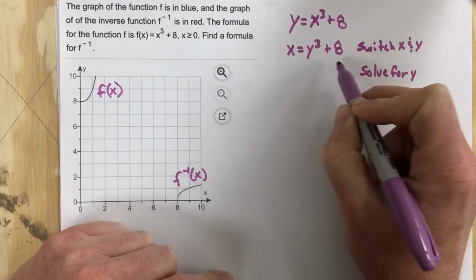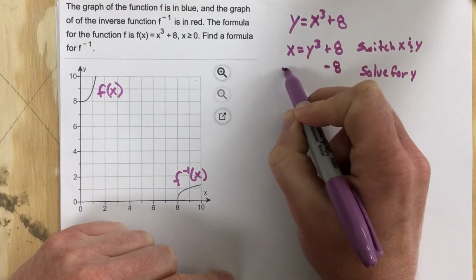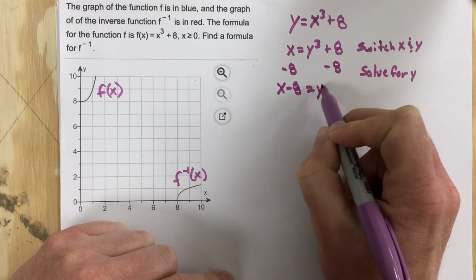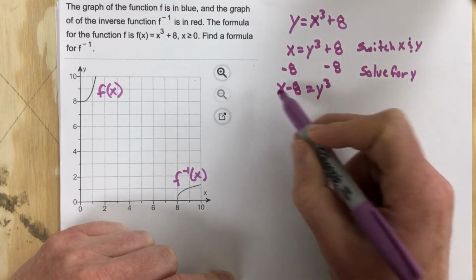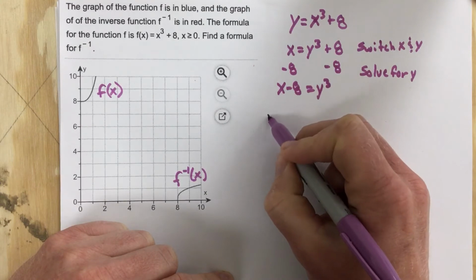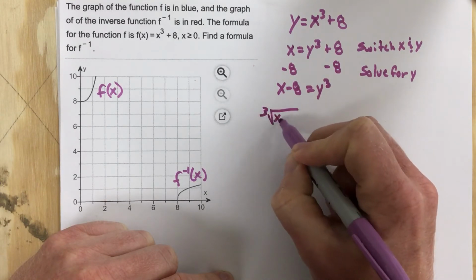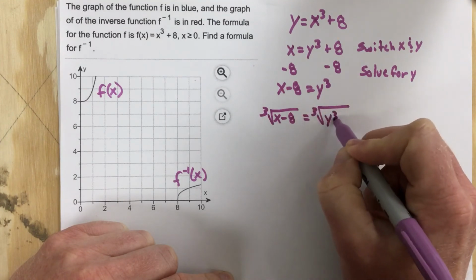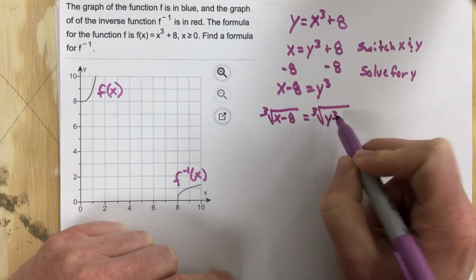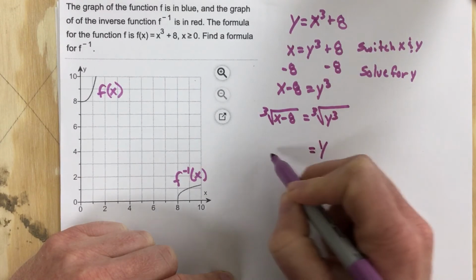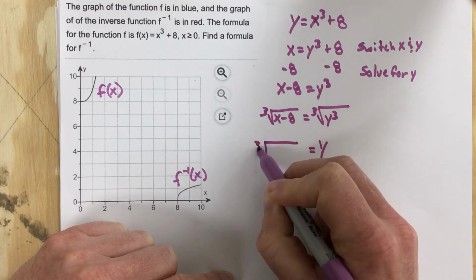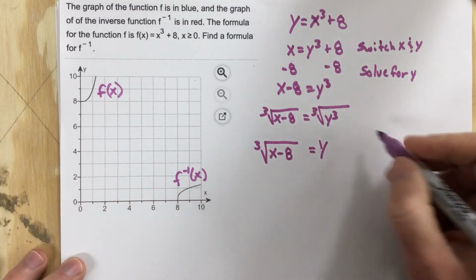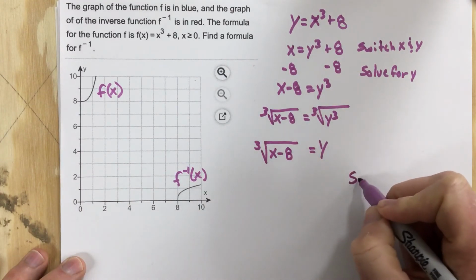To do that, we're going to subtract 8 on each side. We get x minus 8 equals y cubed. And now we're going to take the cube root of each side. So we get the cube root of x minus 8 equals the cube root of y cubed. When you take the cube root of y cubed, you end up with just y equals the cube root of x minus 8.